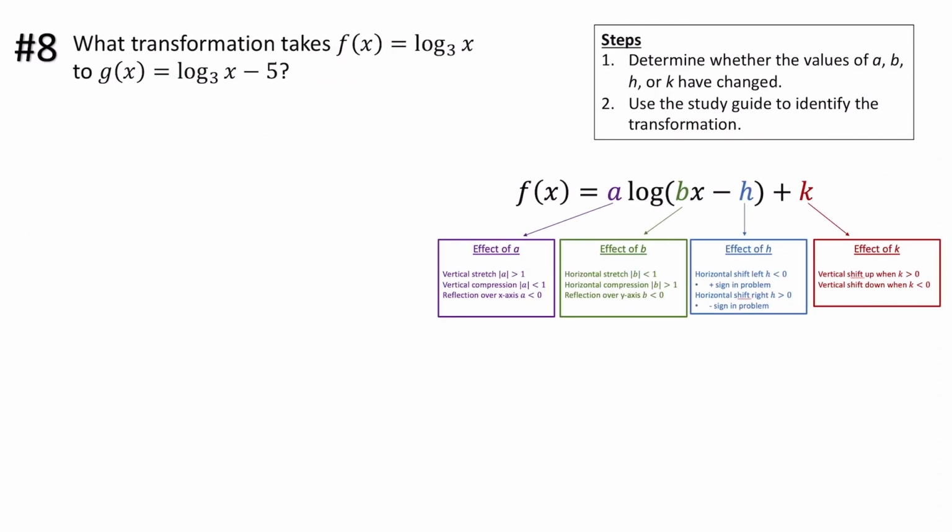Okay, so now it says what transformation takes f of x equals the log base 3 of x to g of x equals the log base 3 of x minus 5. Okay, so the question is, is this 5 a value of a, b, h, or k?